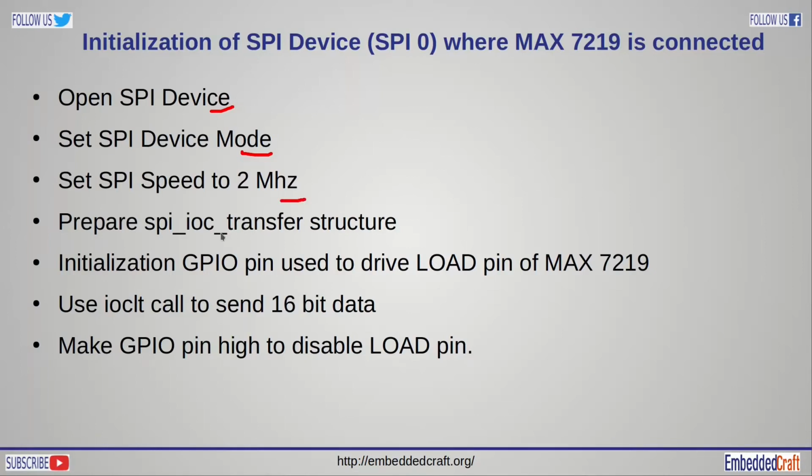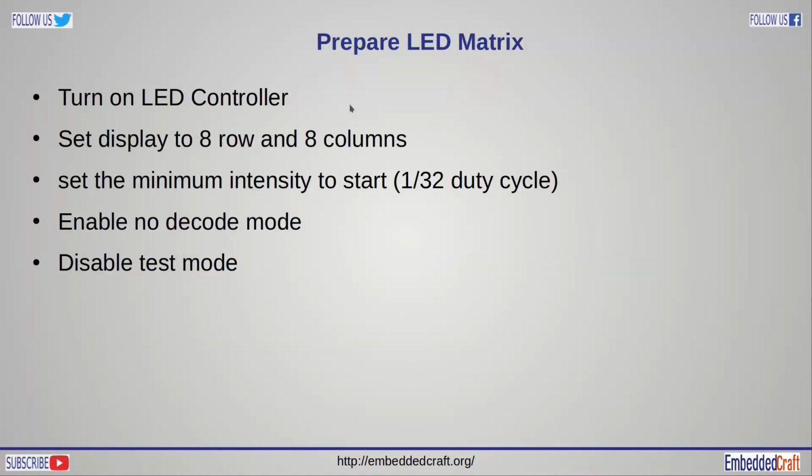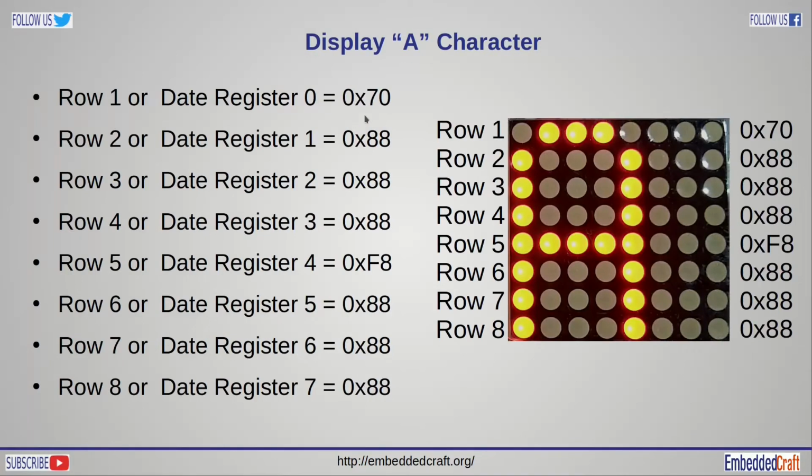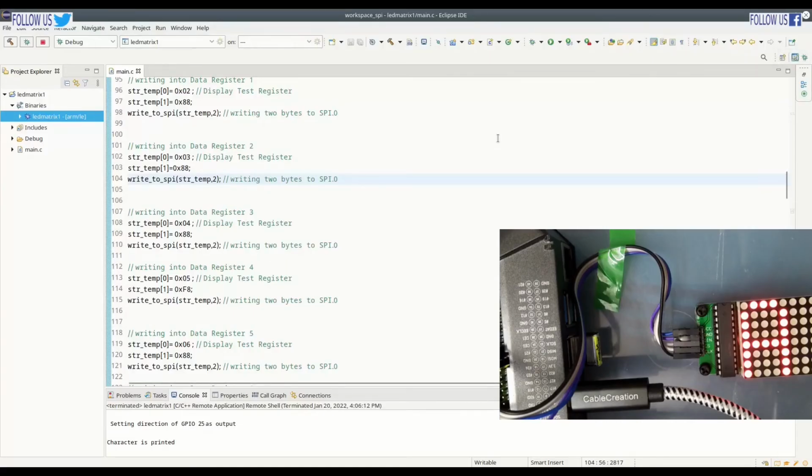Prepare the SPI IOC transfer structure. Initialize the GPIO pin to make the load pin low. Send data using the IOCTL system call. Make the GPIO pin high to disable the load pin. We will follow these steps to initialize the MAX7219 LED controller. These are the exact steps to initialize the LED controller IC. And finally, we will write values in the data registers. This will show the character on the LED matrix. We will see the C code in the next part of the video.